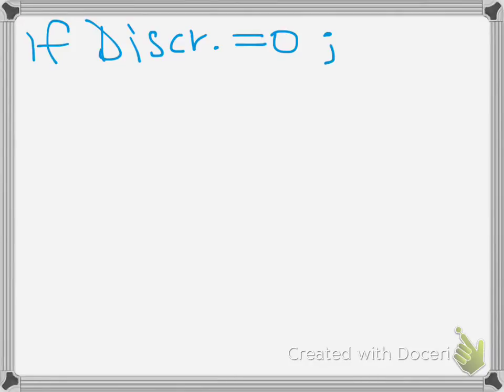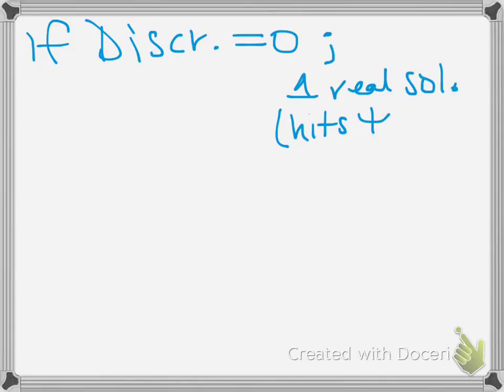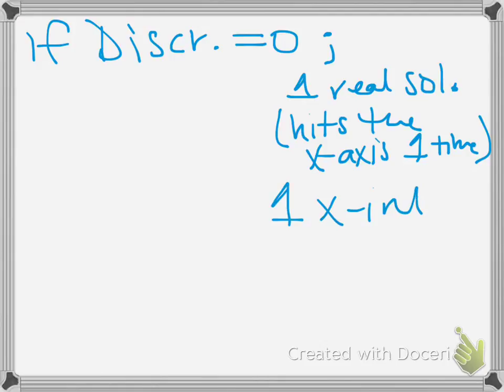Okay, now if the discriminant equals 0, just straight up equals 0, that means you have one real solution. Okay, so it hits the x-axis once, so one time. I use the word hit. Technically, the technical term is, it touches the x-axis once. Okay, it does not cross the x-axis, it just touches the x-axis. Okay, so that means that you will have one x-intercept.